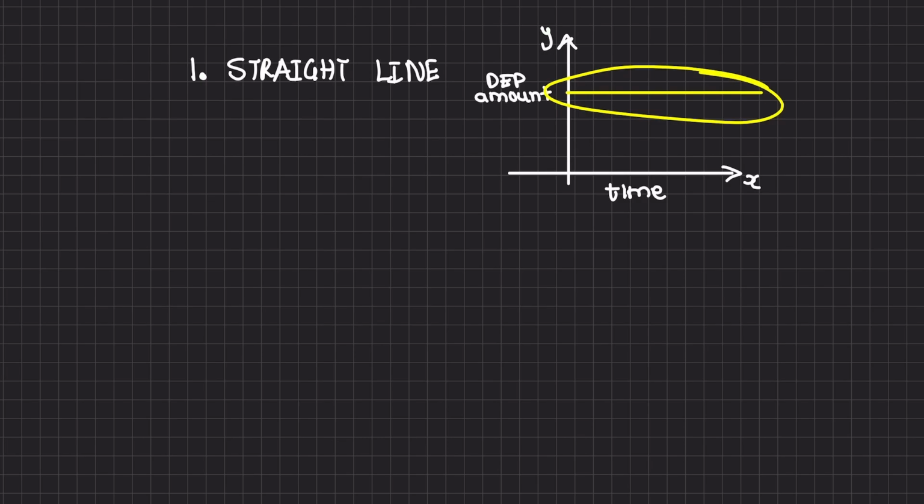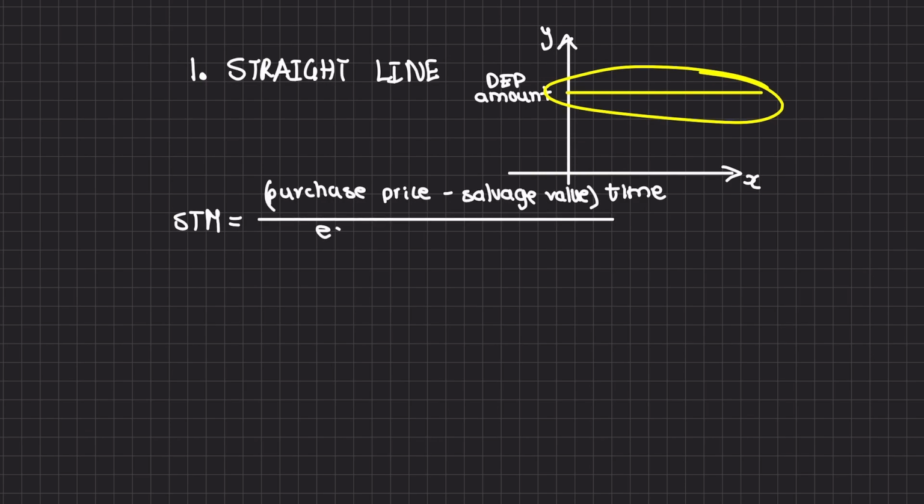For each of these methods, we're going to look at an example and define them just like this. The straight line method has a formula, and I'm just going to abbreviate it as STM for straight line method. It is the purchase price minus the salvage value, divided by the estimated useful lifespan.